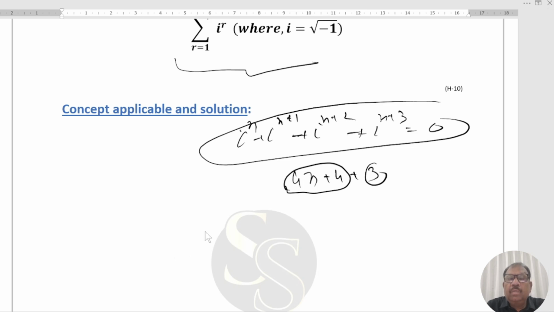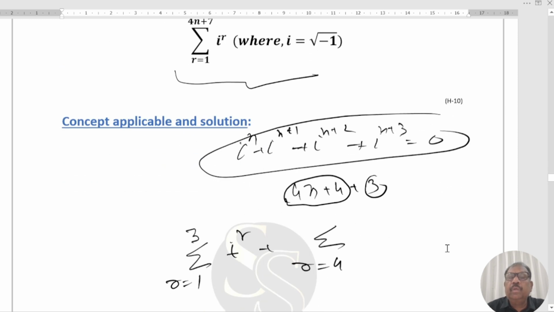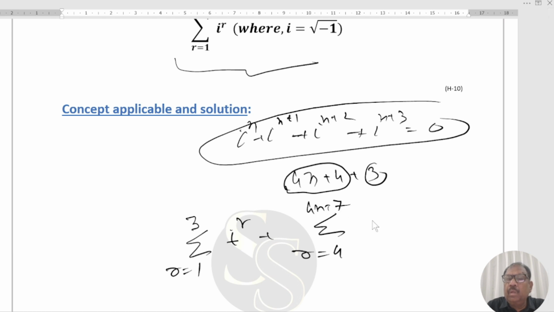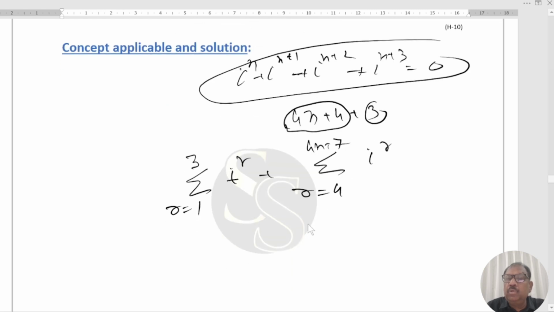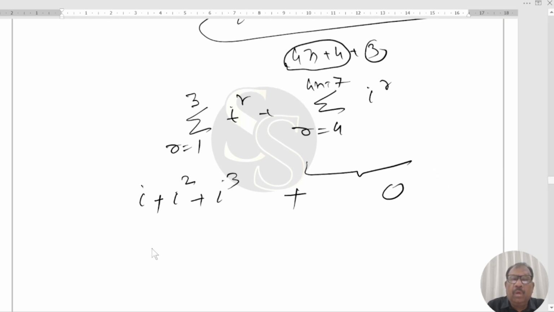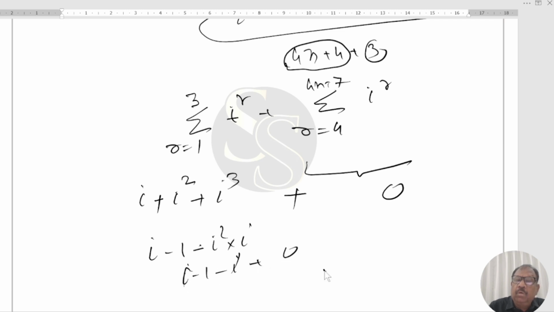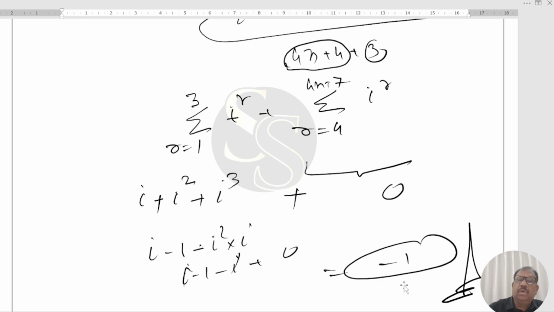So what will happen in this: summation r equal to 1 to 3 of iota^r plus summation r equal to 4 to 4n plus 7 of iota^r. This answer will become 0 using this property, plus iota plus iota square plus iota cube. Putting in its value, iota minus 1 plus iota square into iota, that is iota minus 1 minus iota plus 0. On simplification we get minus 1 is the answer, right?